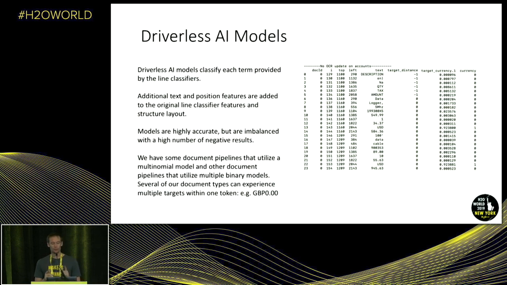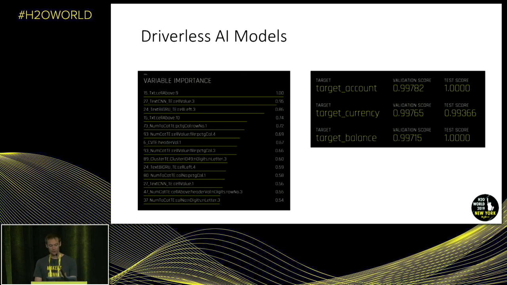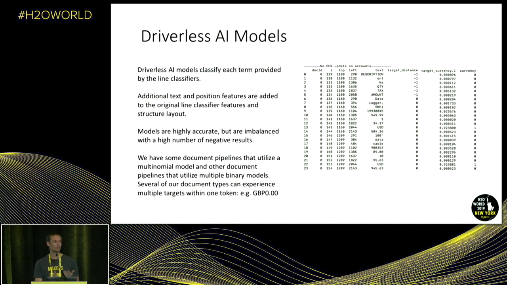We do have, so what I've just shown you here is 3 different binomial models. The account job has one job to do, the currency model has one job to do, the balance model has one job to do. We've also experimented with pipelines where we have multinomial models in there. And when you have 3, that's not a big deal to maybe have 3 models all chained together. Fortunately, right now they're fast.